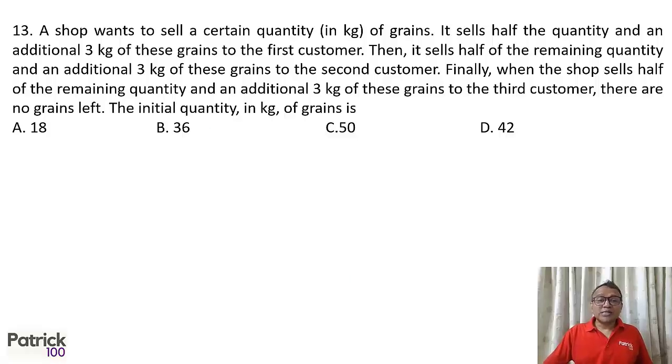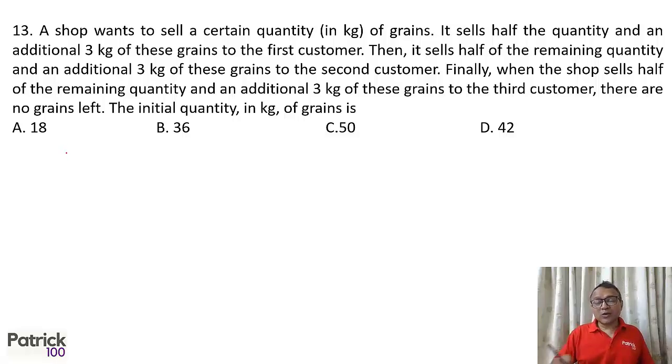A shop wants to sell a certain amount of grains. If it sells half the quantity, now this is again a very traditional way of solving, which is called reverse calculation. If you're good at reverse calculation, this becomes very easy to solve. In reverse calculation, what you do is you start with the end and then go forward. We have solved previous sums also where we went from the end to the start. So here also you can go from the end to the start.